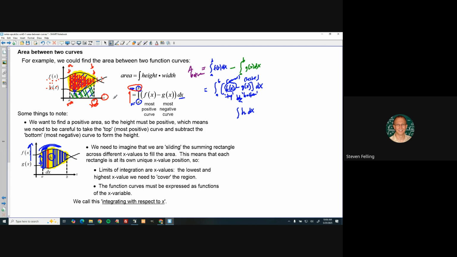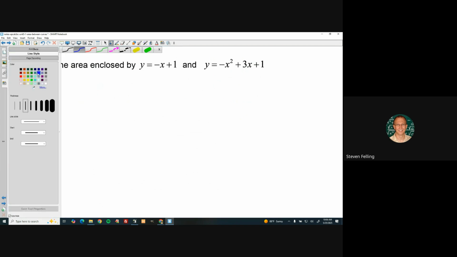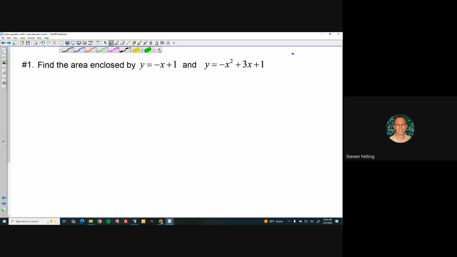Okay, I know I'm taking a lot of time to talk about this basic idea because it's really key to understanding things later when this is more complicated. So we're just going to do a few problems. The first one says to find the area enclosed by these two function curves. Now, the first thing we should always do is sketch the curve so we can see what's going on.